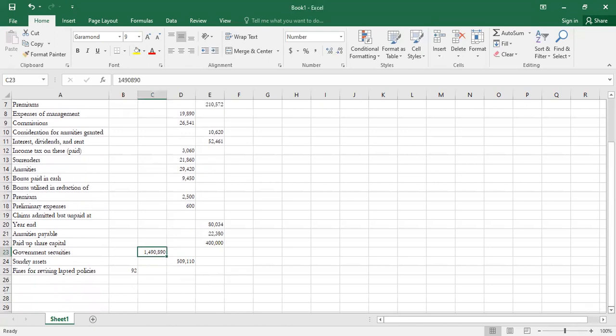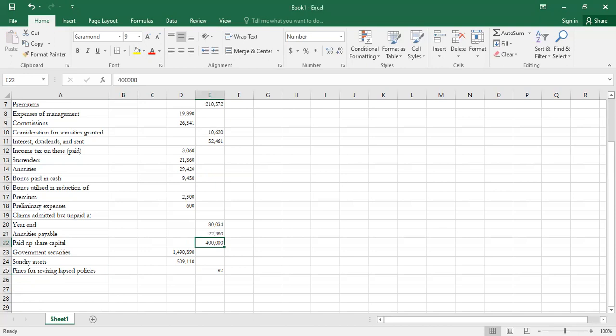Then I have the sundry assets. The assets are supposed to be cut and pasted here. So sundry assets are in the right place. Then I have fines for revising lapsed policies. Again, we'll adjust this. So they're supposed to be on that end. So I think there we are.